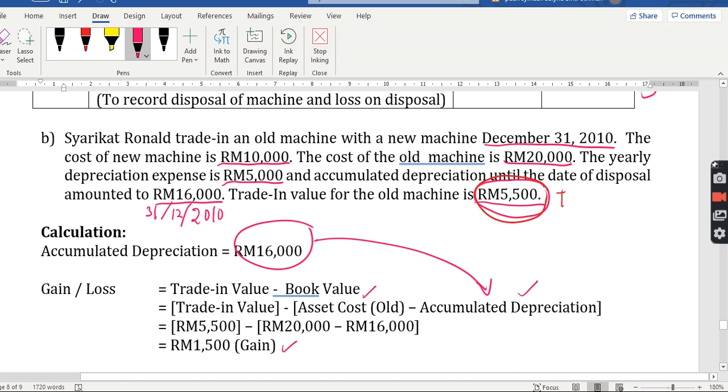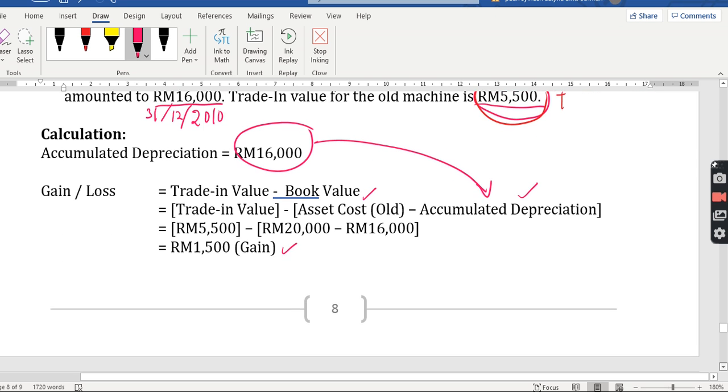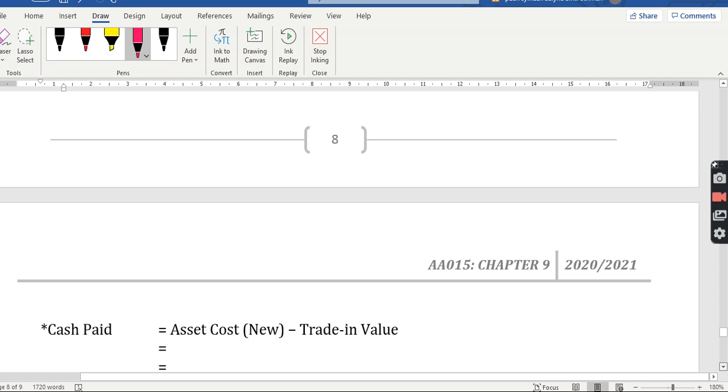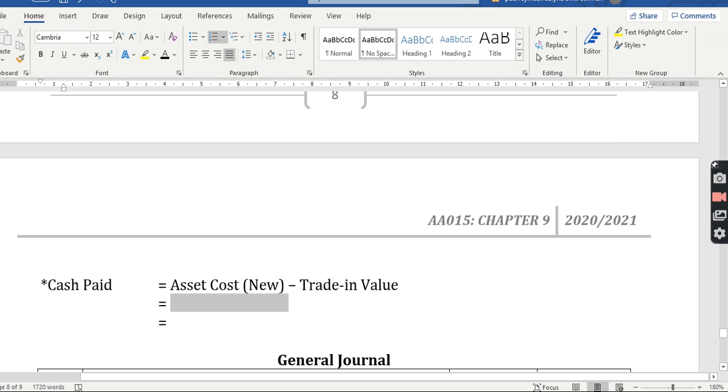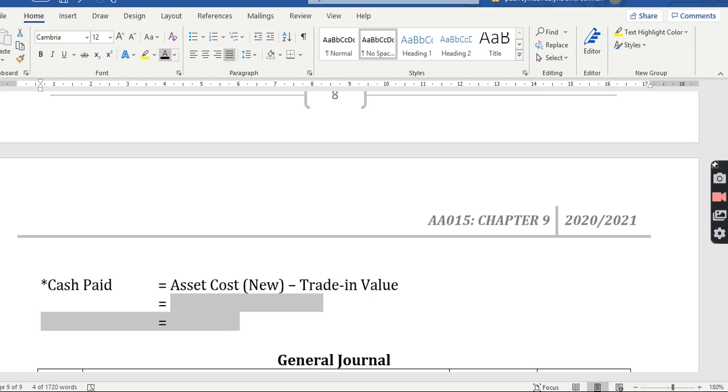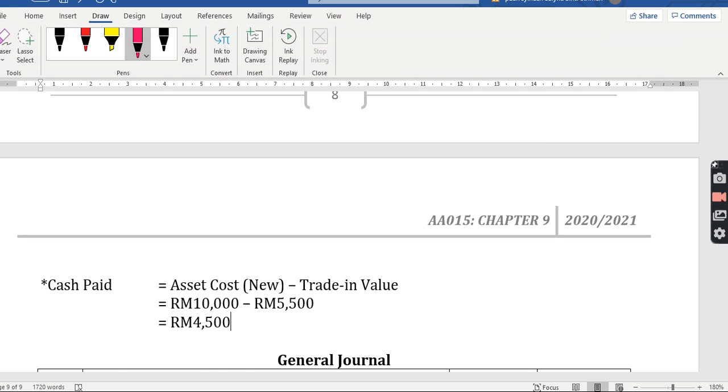So how much do I actually need to top up? Berapa duit yang madam kena tambah to get the new machine? Okay, so we need to calculate the cash paid. To calculate the cash paid, you must minus the cost of the new asset, aset baru harga 10,000, minus trade-in value. The trade-in value will reduce the amount that I need to pay. So the cash paid yang madam perlu bayar in order to get the new asset is 4,500.